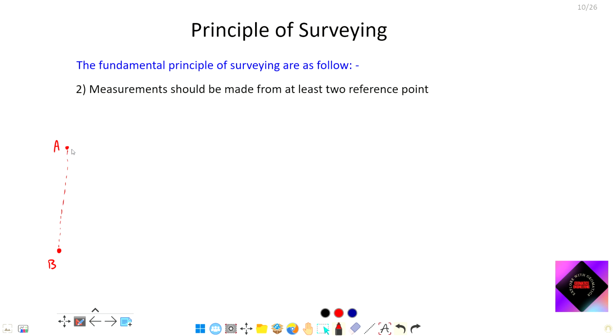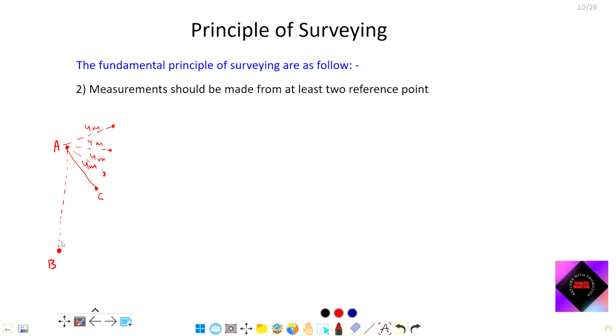A says that some person C is 4 meters from me. So he can be here, he can be here, he can be anywhere at 4 meters distance from A. We are not getting any exact point for C.